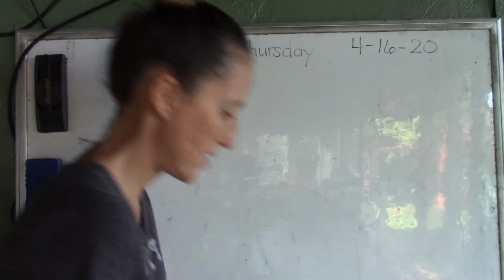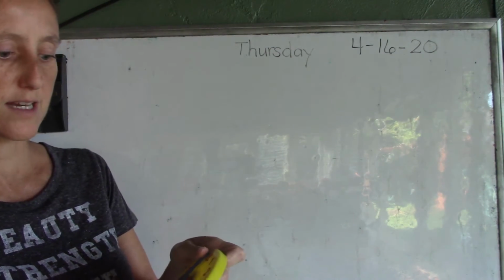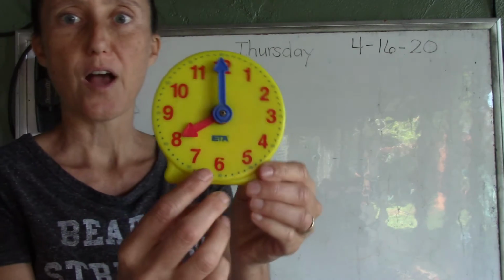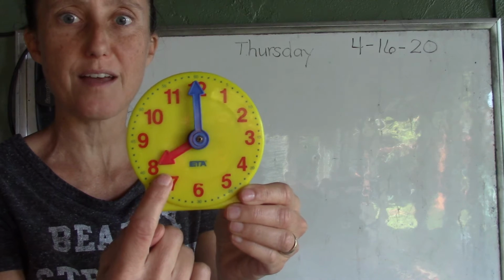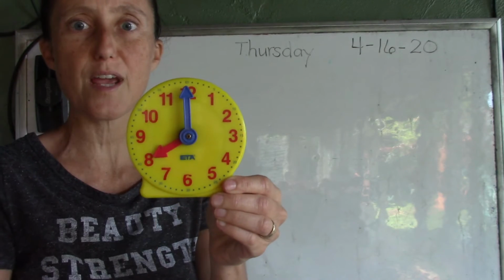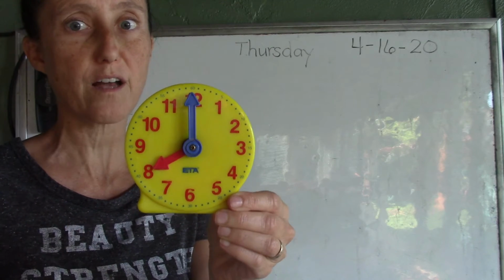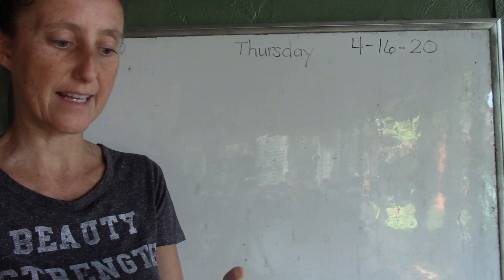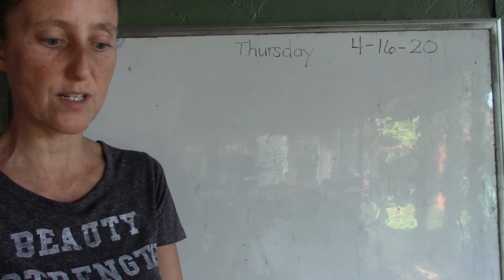And I will hold it up here. Let's start with an easy one. We have the hour hand pointing to the 8, and the other hand is pointing straight up, which says o'clock. So this time is 8 o'clock. Excellent job, guys. Okay, let's do it a little bit harder.